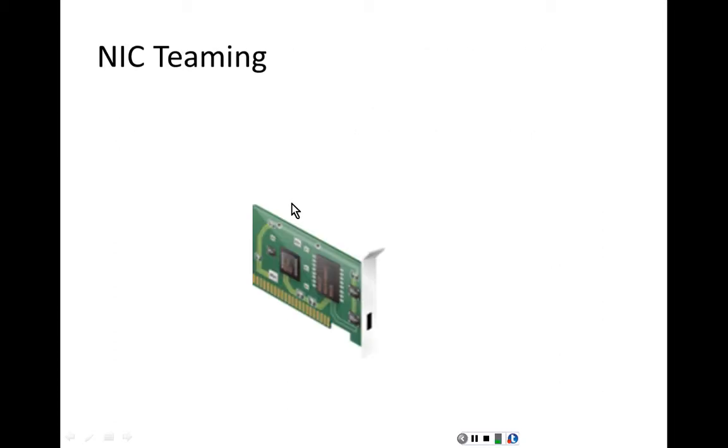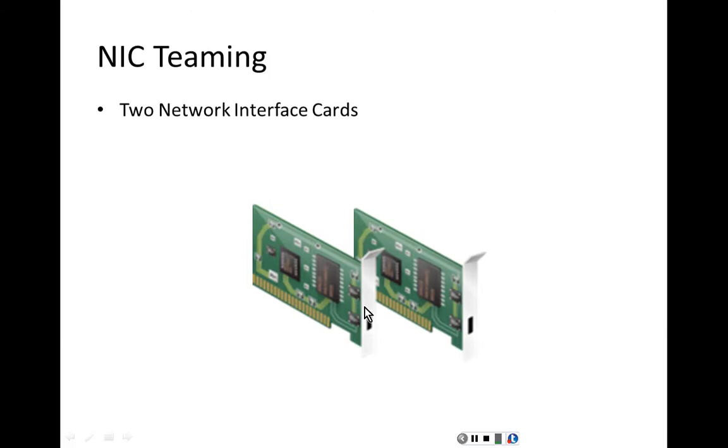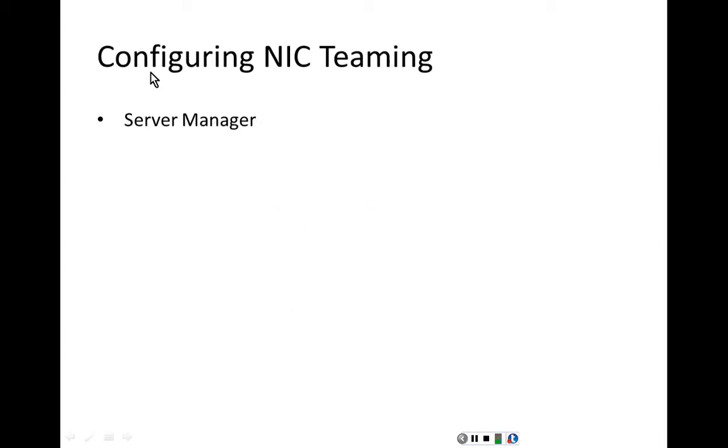NIC Teaming, Network Interface Card Teaming. A network interface card is a circuit board that allows us to connect to our Ethernet connection. You might get two network interface cards for the purposes of increased throughput and fault tolerance. This is called NIC Teaming. To configure NIC Teaming, assuming you have purchased and installed a second network interface card and put it in your server, you go to Server Manager.